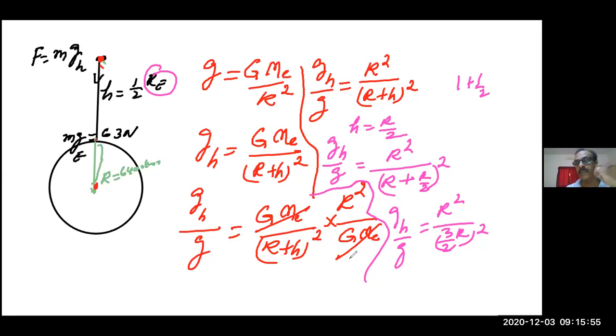R plus half R means 3 by 2 R, that is 1.5. Agreed? Do you understand? g_h by g is equal to R squared divided by 9R squared by 4. That 4 will go to the numerator. Then this R squared cancels.